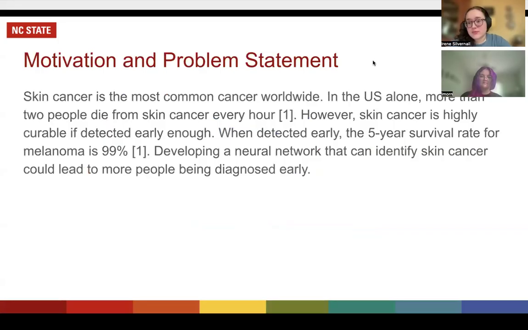Our motivation and problem statement is that skin cancer is the most common cancer worldwide. In the US alone, more than 2 people die from skin cancer every hour. However, skin cancer is highly curable if detected early enough. When detected early, the 5-year survival rate for melanoma is 99%. Developing a neural network that can identify skin cancer could lead to more people being diagnosed early.